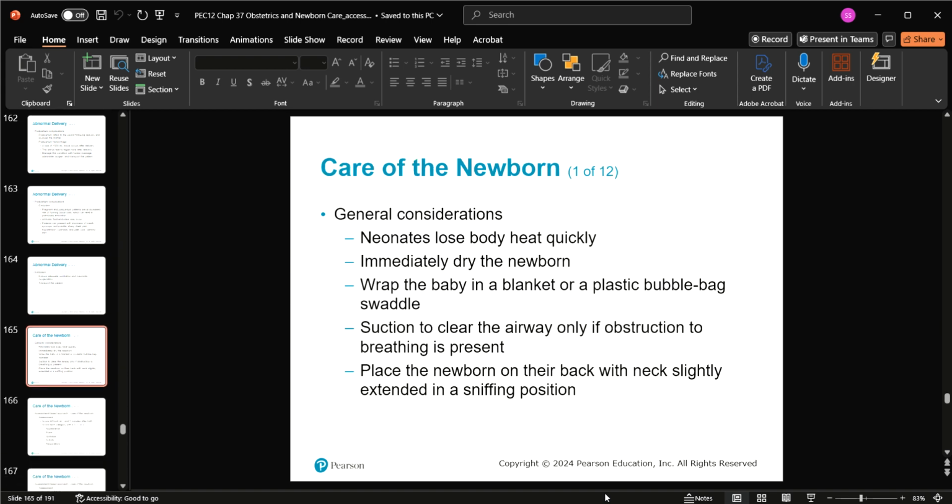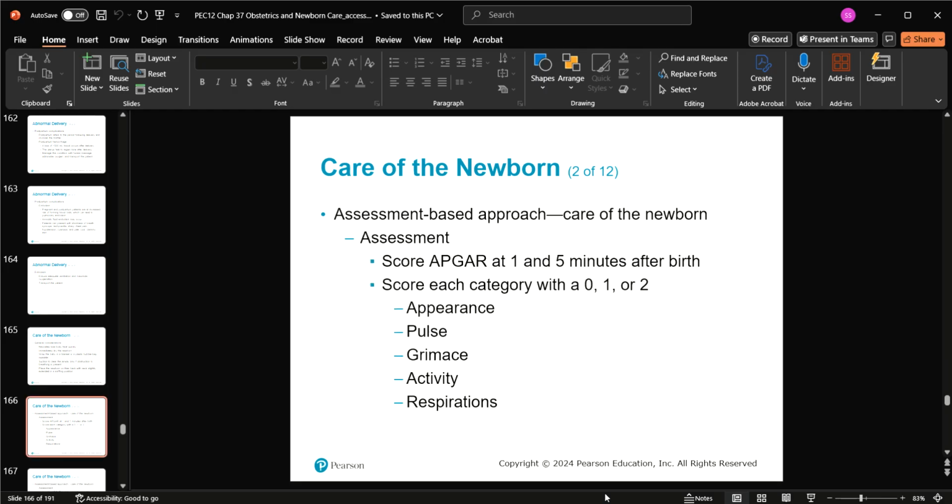All right, care of the newborn. I've said this multiple times: they're prone to hypothermia. Swaddle them immediately, suction if necessary. Then we're going to perform an APGAR score at the 1 and 5-minute marks: appearance, pulse, grimace, activity, and respirations. When we talk about appearance, we're talking about: are they appropriate for their race, or are they bluish a little bit, or do they have that central cyanosis going on?